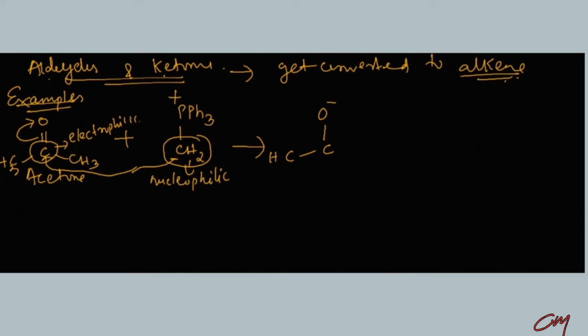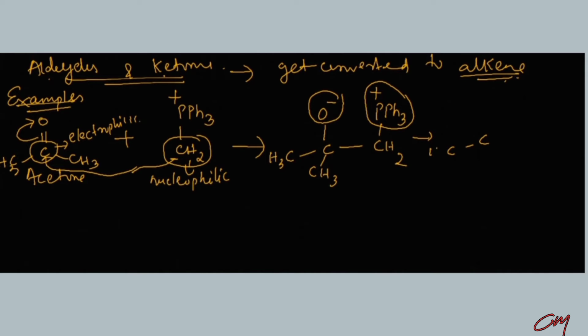CH3 CH2 PPh3, here it is plus. A sigma bond forms between this oxygen and this group, and we get a cyclic structure.